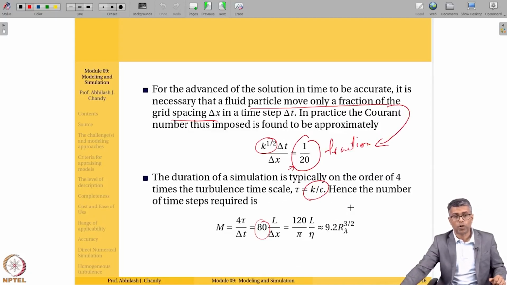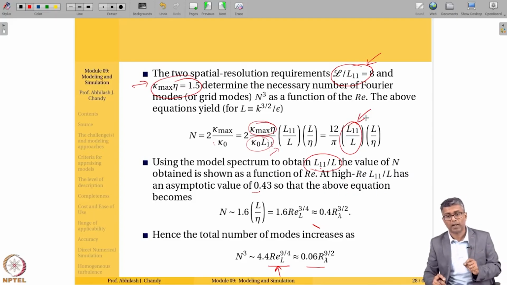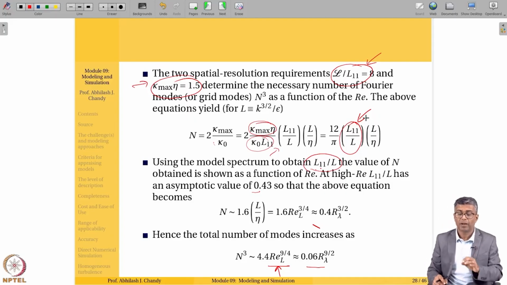So that is what it was, right? We saw that the total number of modes is 12 over pi, L11 over L, and L over eta. Now this is what I was talking about. The L11 over L, we estimated from the model spectrum. We couldn't do that for a very realistic flow. For a jet flow, coming up with an estimate of L11 over L is not easy. We can still do it, but it's going to be a very rough calculation in something more of a realistic flow.